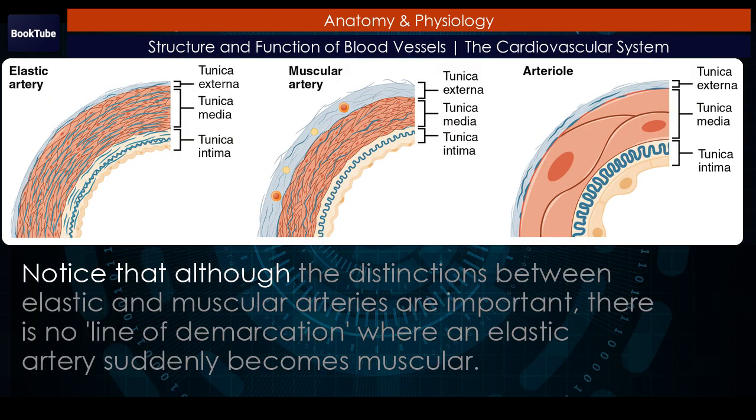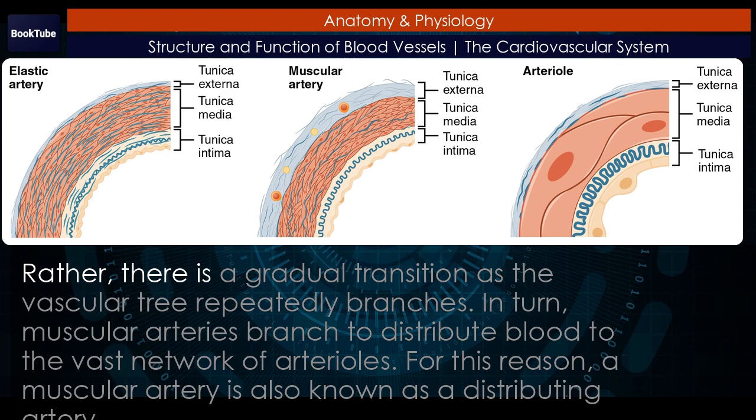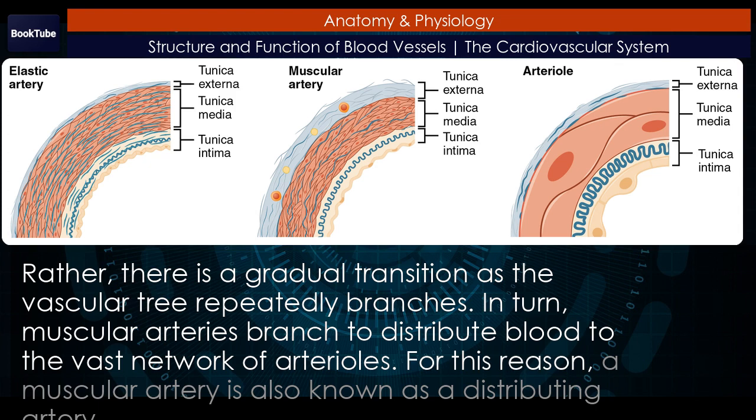Notice that although the distinctions between elastic and muscular arteries are important, there is no line of demarcation where an elastic artery suddenly becomes muscular. Rather, there is a gradual transition as the vascular tree repeatedly branches. In turn, muscular arteries branch to distribute blood to the vast network of arterioles. For this reason, a muscular artery is also known as a distributing artery.